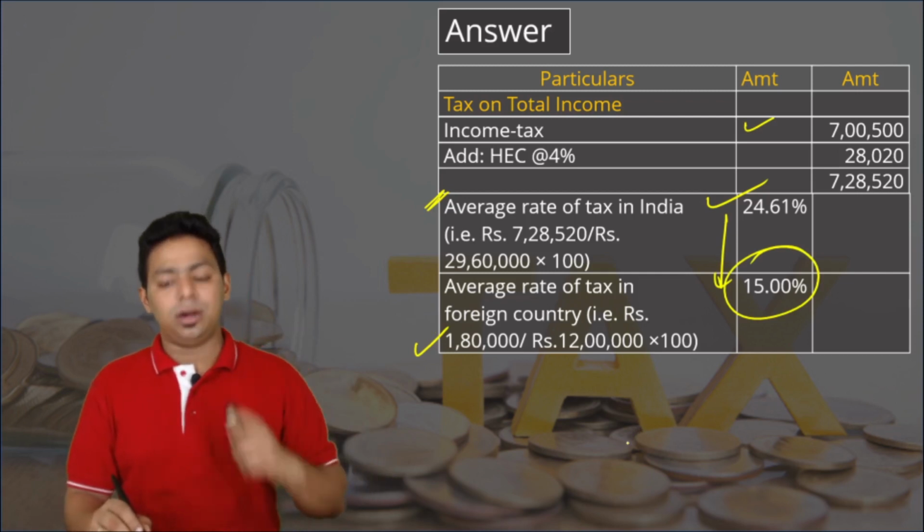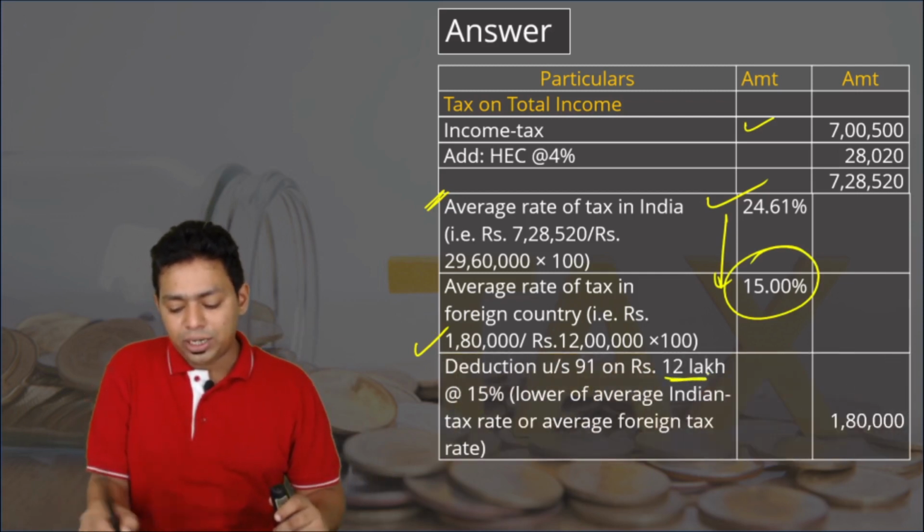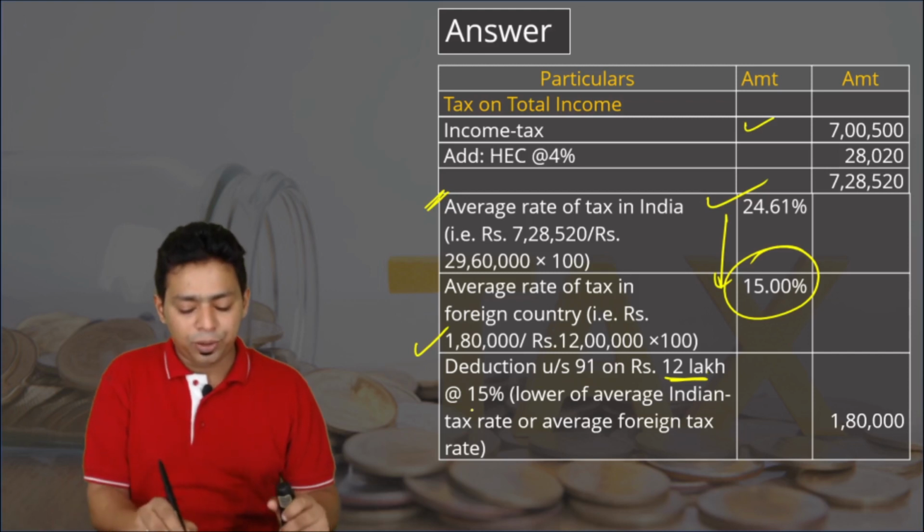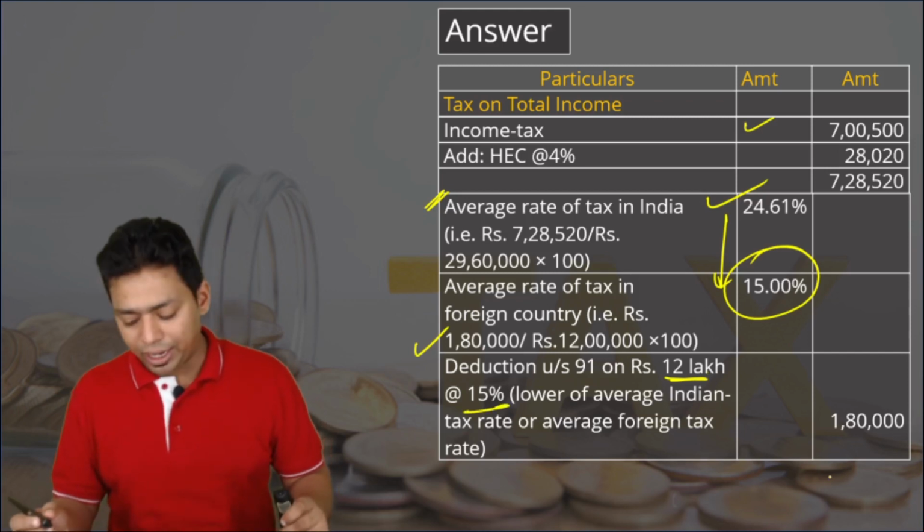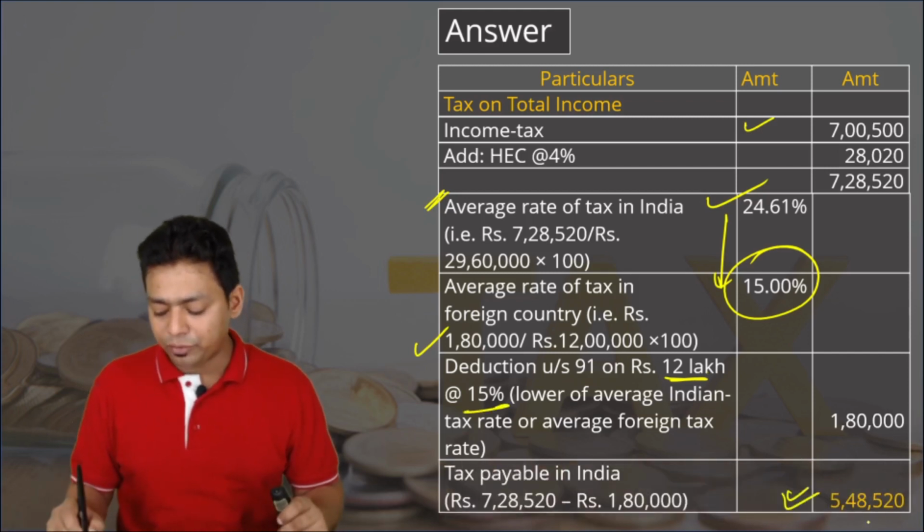We have to apply this rate on the doubly taxed income, and the doubly taxed income is 12 lakh rupees. So 12 lakh rupees multiplied by 15%, that is again 1,80,000. The net tax we have to pay is 5,48,520.